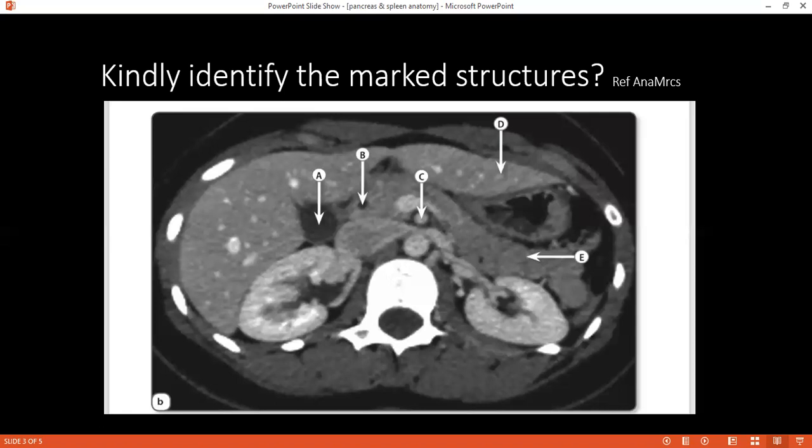Can you name the structures that one can encounter while doing a Whipple procedure? Abdominal aorta, superior mesenteric artery, superior mesenteric vein, splenic vein, left renal vein.